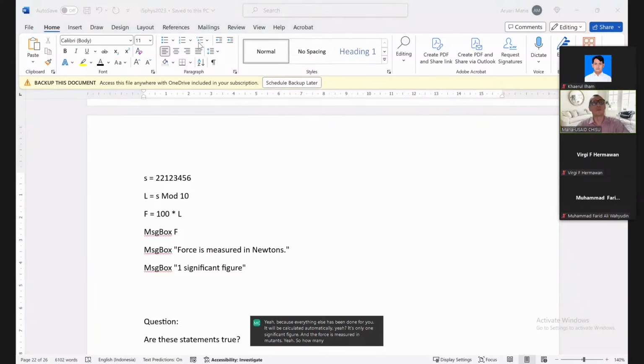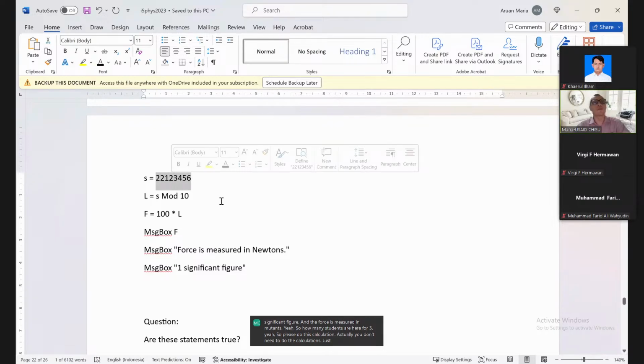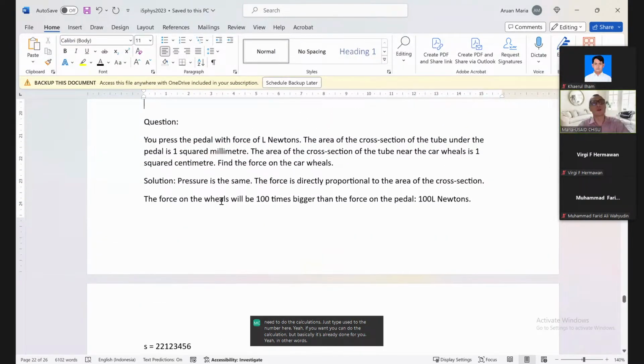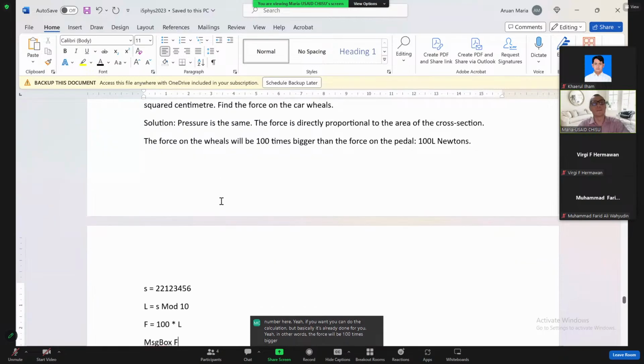So how many students are here? 43. Okay. So please do this calculation. Actually, you don't need to do the calculation. Just type your student number here. If you want, you can do the calculation, but basically, it's already done for you. In other words, the force will be 100 times bigger.